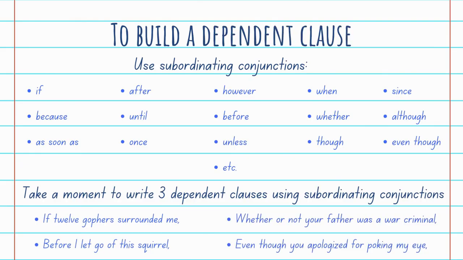To build a dependent clause, there's a few different ways, but the basic way is using a subordinating conjunction, such as if, because, as soon as, after, until, once, however, before, unless, when, whether, though, since, although, even though. There's too many to list them all, but any word or small group of words that makes a complete thought not a complete thought anymore. So take a moment to write 3 dependent clauses using subordinating conjunctions. For example, if you want to use these starters.